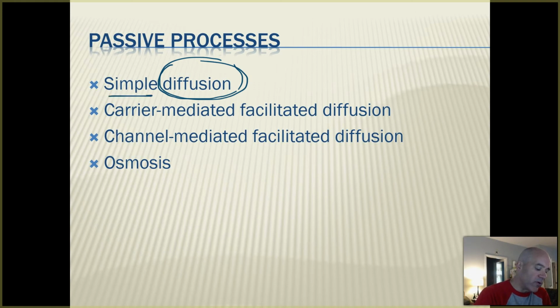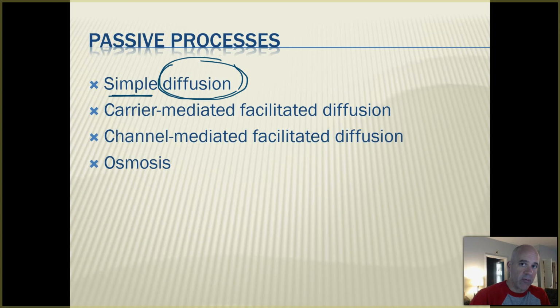And simple diffusion means that a substance can get across the cell membrane without any assistance. It can just worm its way across the phospholipid bilayer from outside to inside, or vice versa. That's simple diffusion.